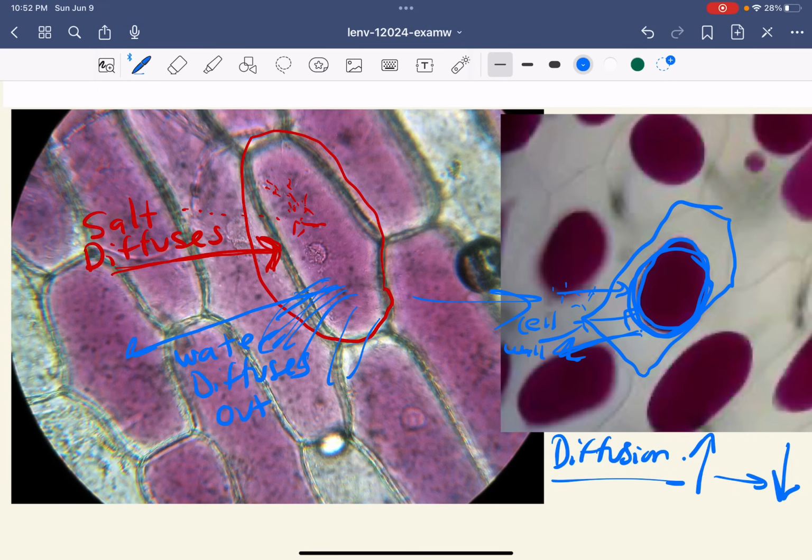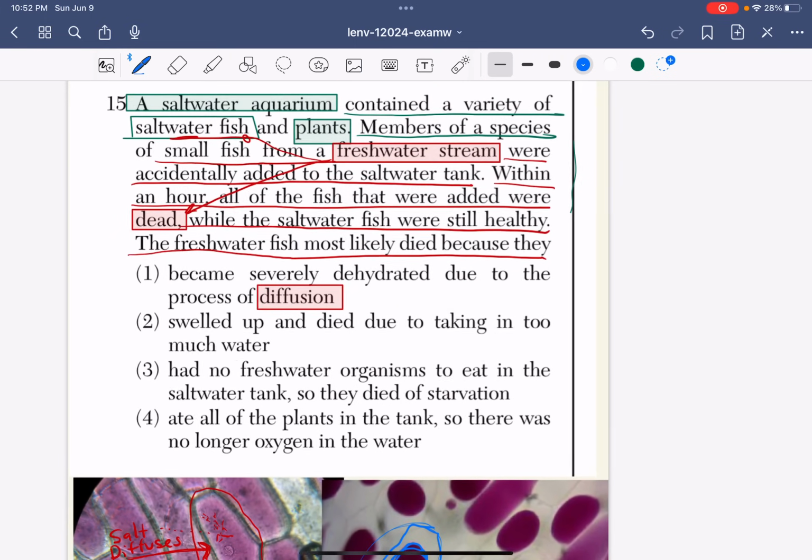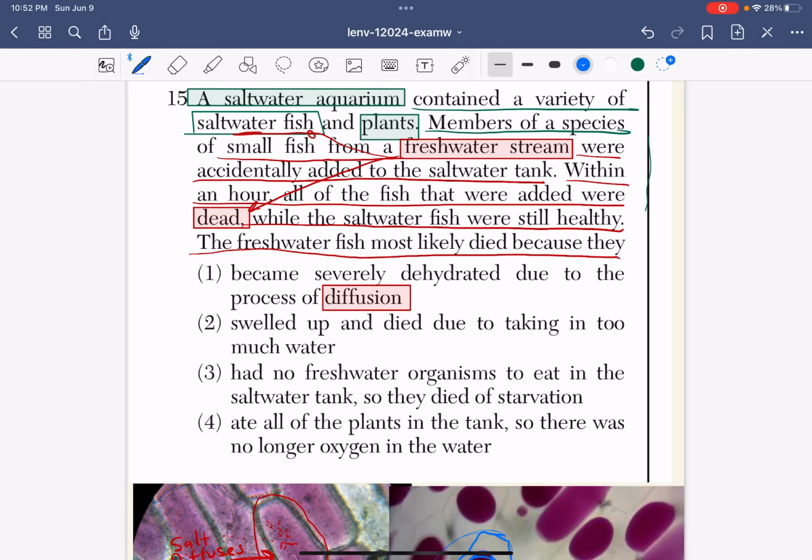But basically, this is what happened. Whenever you take something that is in fresh water and you put that organism in salt water, this is what happens to their cells. They lose the water and they die. So let's take a look at the answers. Number 1.